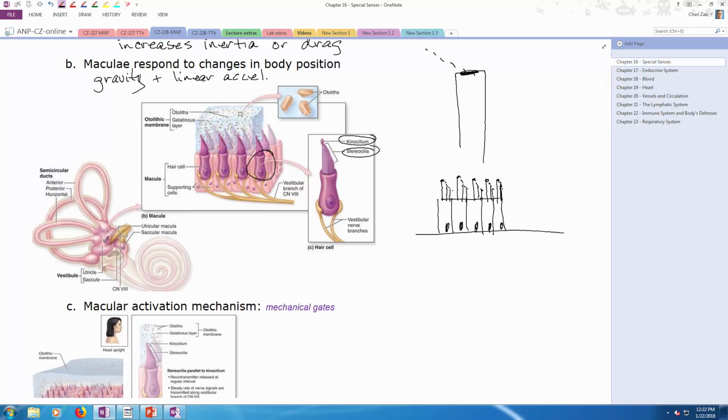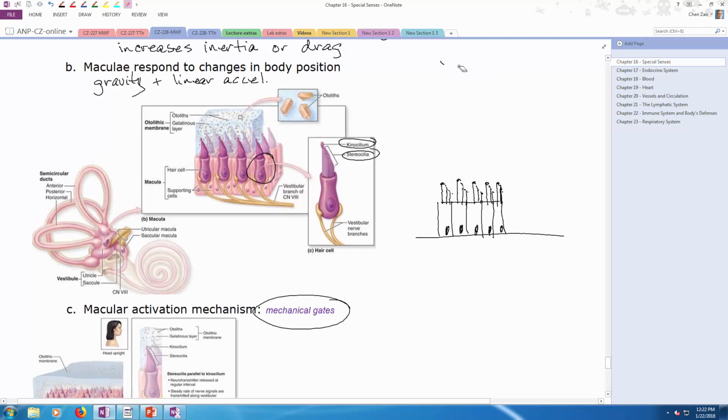And if I pull on this line that's on this door, which happens to be closed at this time, what will that do to that door? Open it. And that's why these guys are mechanical gates. It's a mechanical way that we're actually opening up this gate to allow ions to flow in. And so in order for this to happen, we have to cause that kinocilium to actually move.